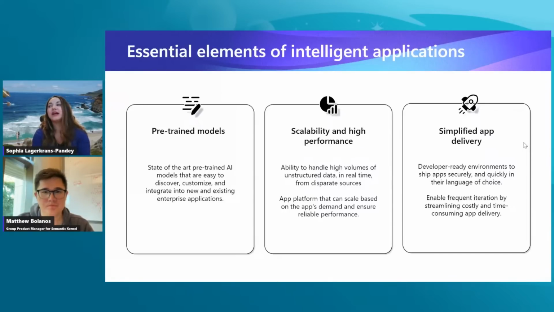And then being able to have that simplified app delivery. That's really where the Semantic Kernel pieces that we'll talk about today come in. Having something that's ready to go, developers are able to very easily ship, make a couple of changes for their environments, but it doesn't take a lot of time and a lot of coding. And so that's a little bit of what we've been seeing in intelligent apps as well.